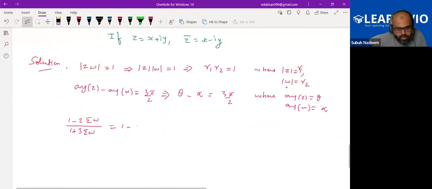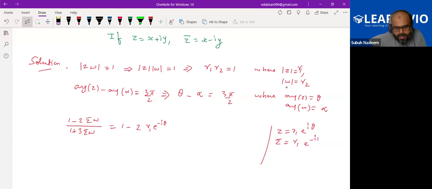So Z conjugate will be R1 e to the power minus I theta, because the argument of Z is theta, so the argument of Z conjugate will be minus theta. We can write it like this. Z is equal to R1 e to the power I theta. So Z conjugate is equal to R1 e to the power minus I theta. This is its Euler form; the polar form is changed into the Euler form.